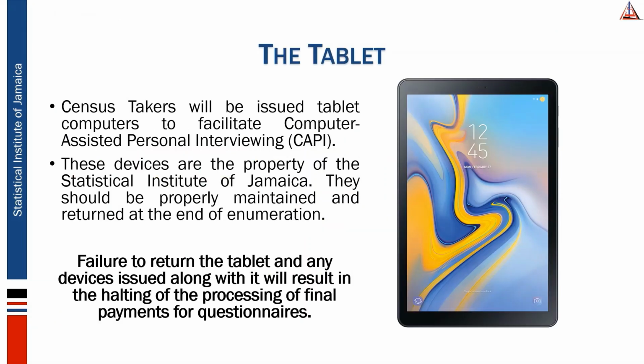Census takers will be issued tablet computers to facilitate computer-assisted personal interviewing, CAPI. These devices are the property of the Statistical Institute of Jamaica. They should be properly maintained and returned at the end of enumeration. Failure to return the tablets and any devices issued along with it will result in the halting of the processing of final payments for questionnaires.